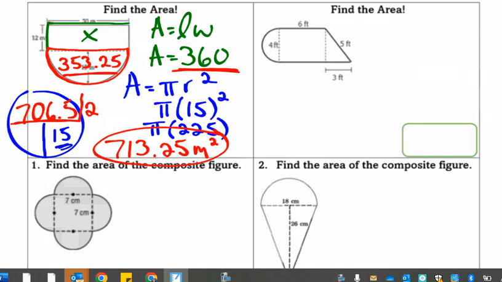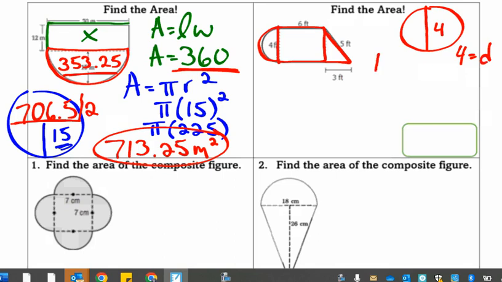Okay, on the next one we have kind of a similar figure. We have a half circle, we have a rectangle, and we just have this extra triangle added on to the end of that. I'm going to draw each of these shapes separately. I'm going to draw my full circle and label that 4. The 4 is going all the way across that circle. So 4 is actually the diameter of that circle, which I can't use in this equation.